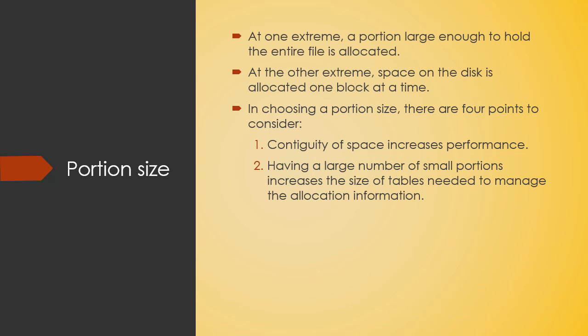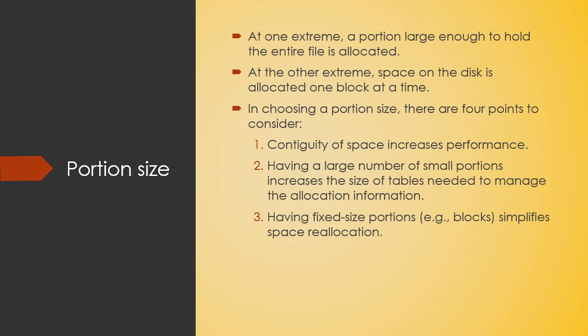Having a large number of small portions increases the size of tables needed to manage the allocation information. The smaller the portion, the greater the number of portions allocated to a file. If 5 portions are allocated to a file, the allocation table will have 5 entries for the same file. If you allocate a large portion to the file and it fits into this single portion, the allocation table will have a single entry for this file. This means that portion size is inversely proportional to file allocation table size.